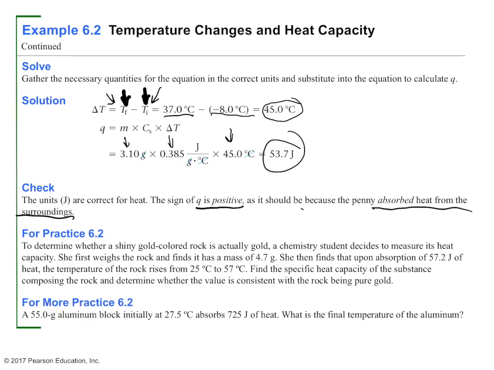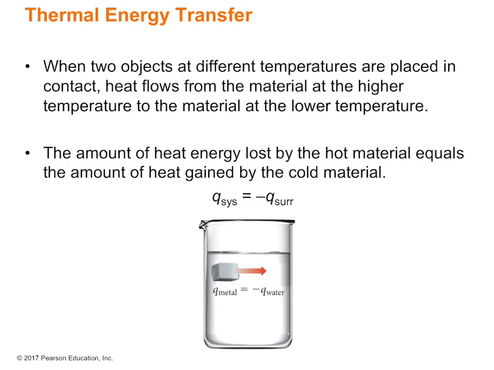Okay, so let's talk about thermal energy transfer. When two objects at different temperatures are placed in contact, heat flows from the material at a higher temperature to the material at a lower temperature. The amount of heat energy lost in the hot material equals the amount of heat gained by the cold material.